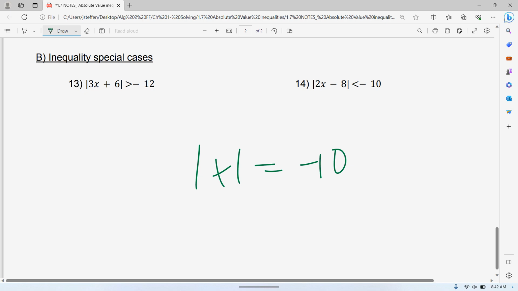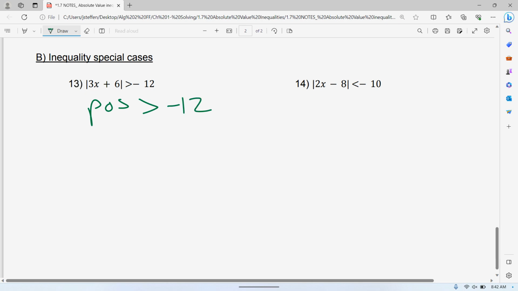And then an inequality. For this one, the biggest thing you have to remember is that the absolute value is always positive. So is a positive greater than negative 12? Yes, it is, and that's what it is all the time. A positive is greater than negative 12. So that was all real numbers.